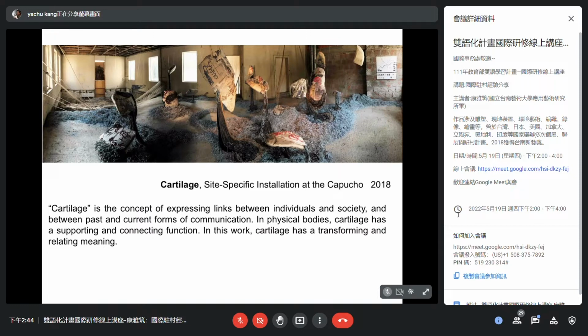So cartilage is the concept of expressing the link between individual and society, and between past and current forms of communication. In the physical body, cartilage has a supporting and connecting function. In this world, cartilage has a transforming and relating meaning.